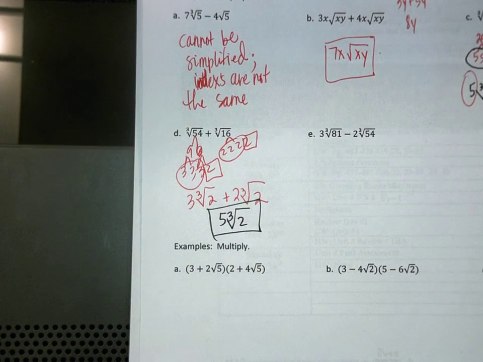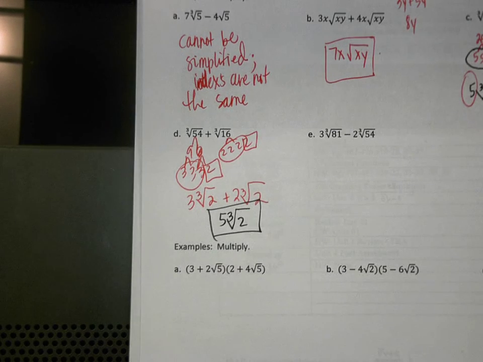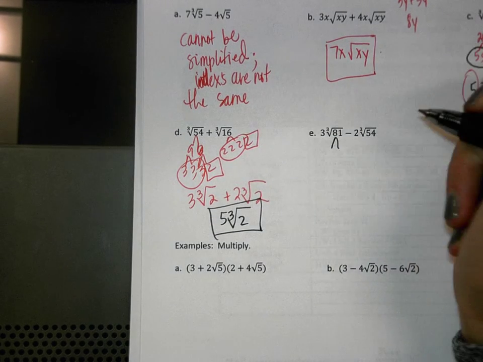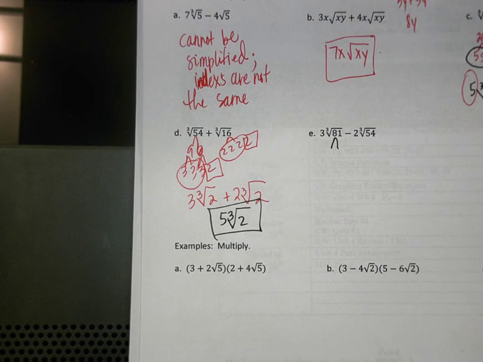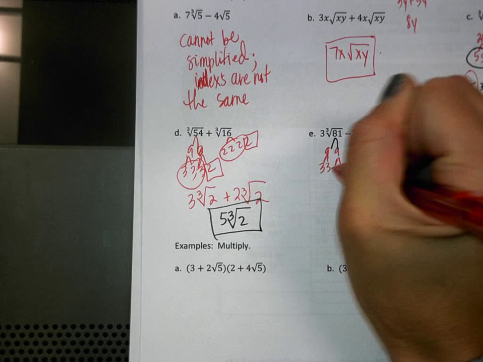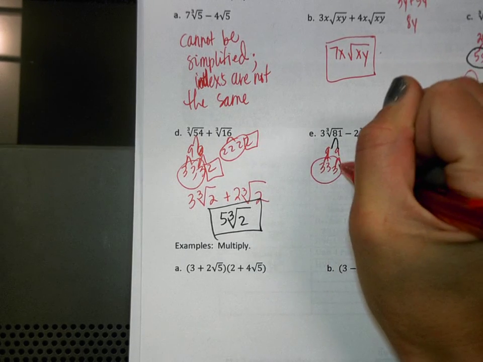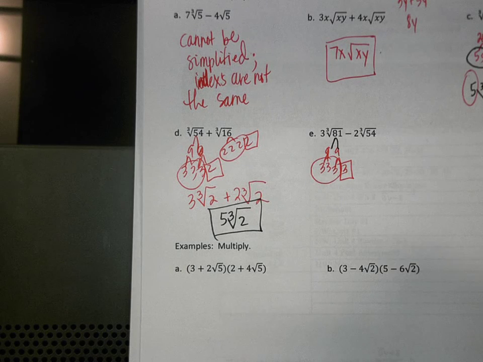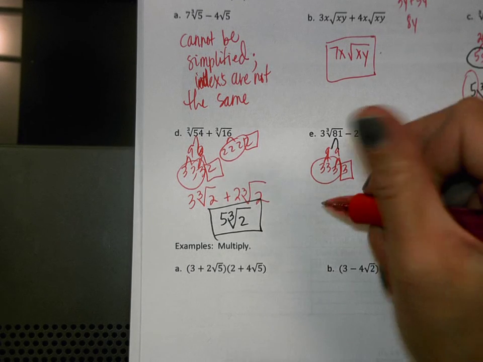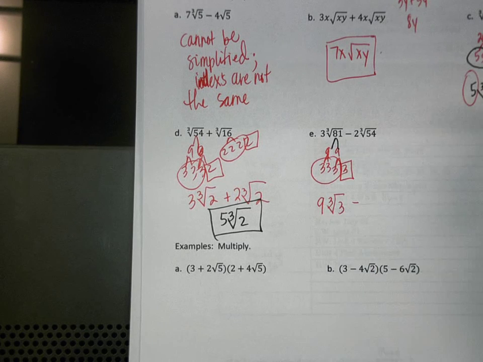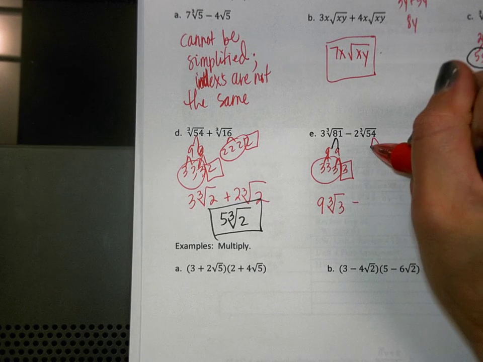Any questions? Okay, so 81, same thing. We're just going to break 81 down. So 81 is going to break down to what? 9 and 9, and then each 9 is 3 and 3. And so we need 3 for a group here. So we have 3 with a 3 left over. And what happens when I bring that group out? Multiplies. So we get 9 cubed root of 3 minus, and then 54, 9 and 6.